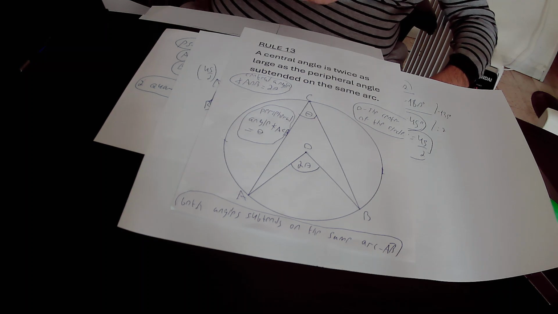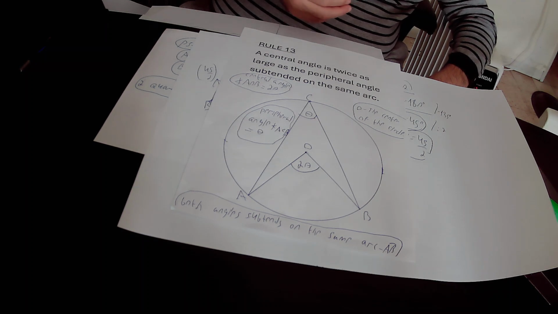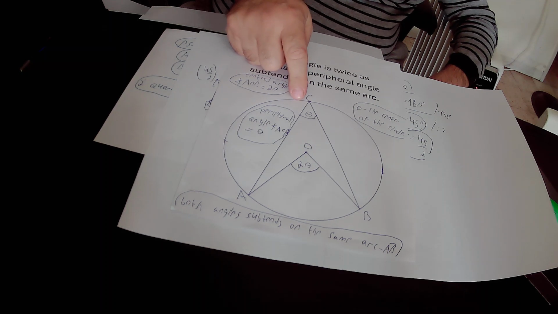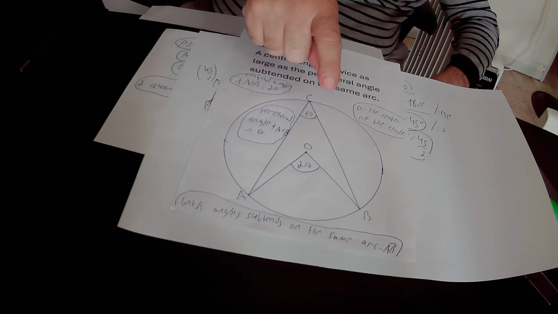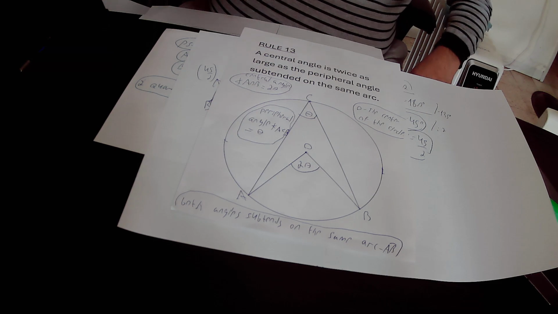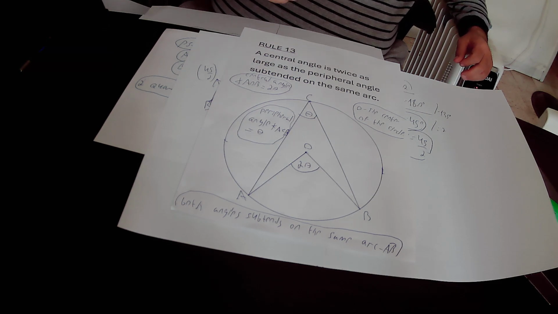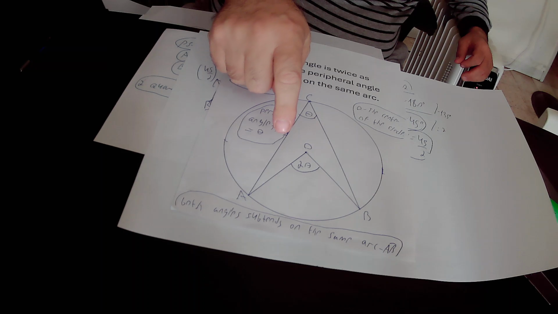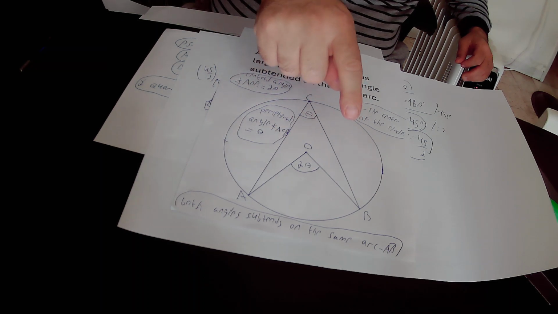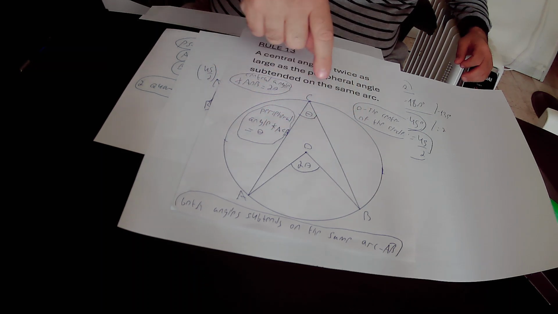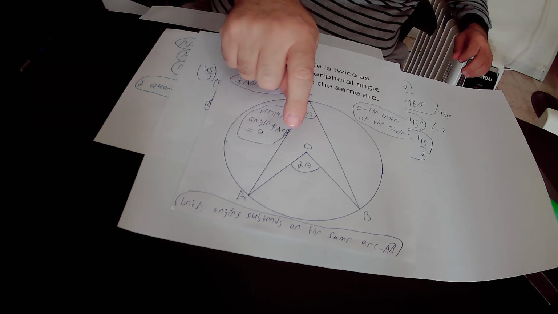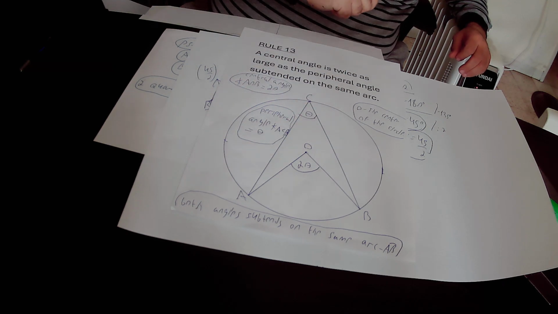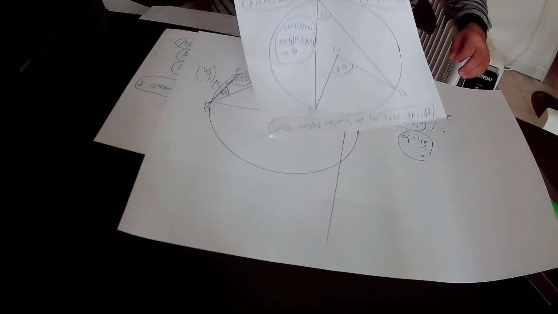So, in conclusion, in the drawing we have a peripheral angle and a central angle. Both of them are subtended on the same arc AB. Therefore, according to rule number 13, the central angle AOB must be twice as large as the peripheral angle ACB. And the peripheral angle ACB equals theta, therefore the central angle AOB must be equal to 2 theta. We can actually implement rule number 13 in our drawing.